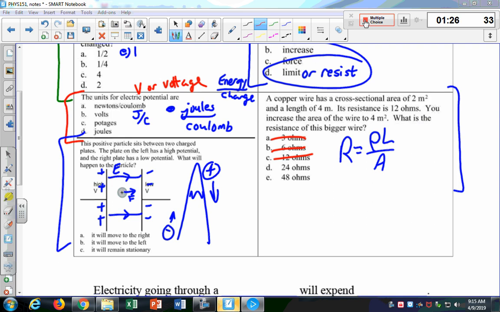I thought it was D. No, the area got bigger. I just told you. I'm saying, what is the resistance? Oh, yes. I'm sorry. The resistance has to go down. So it's either C, D, or E. All right? Let's stop at 150.